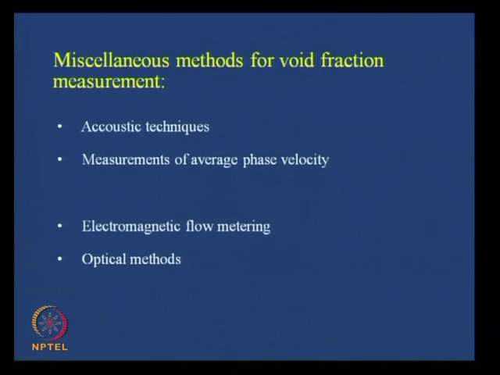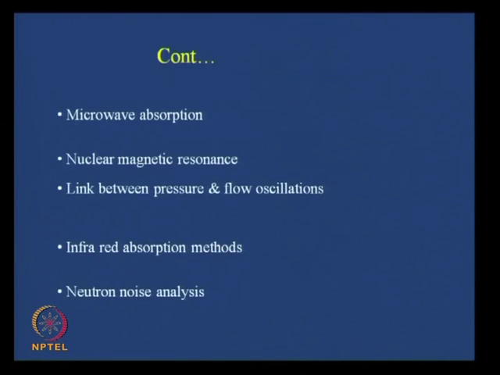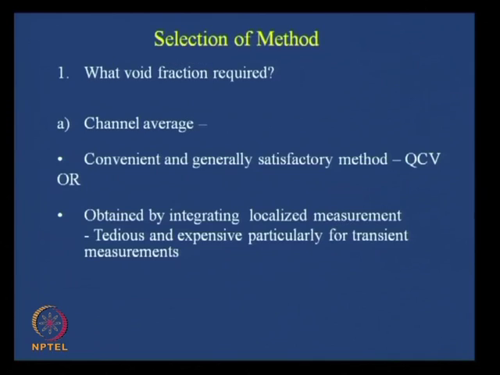Then definitely measurement of average void fraction either by radioactive tracer or electromagnetic flow metering devices. Then there are other radiation absorption techniques which can be microwave absorption, infrared absorption, nuclear magnetic resonance, neutron noise analysis, and so on and so forth. Now, before I conclude the void fraction measurement, I would just like to discuss, in a nutshell, in the remaining time, what are the different methods which are used under different conditions.